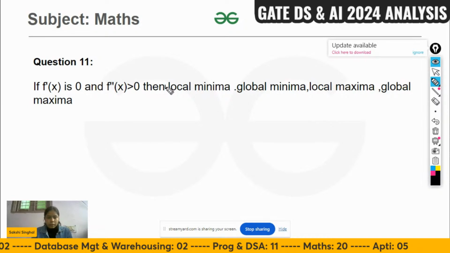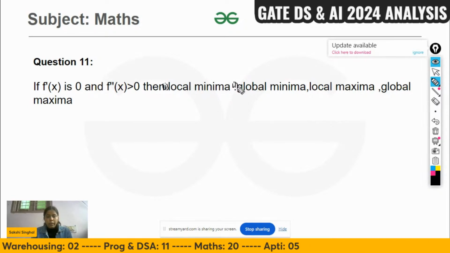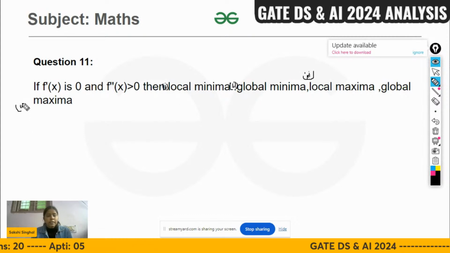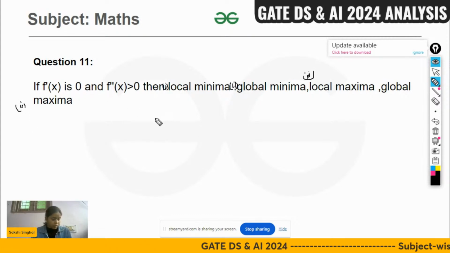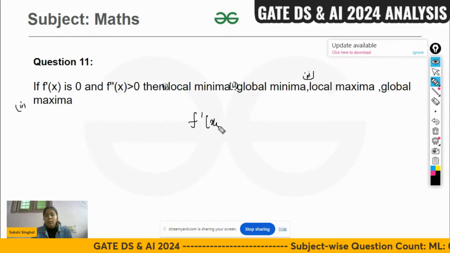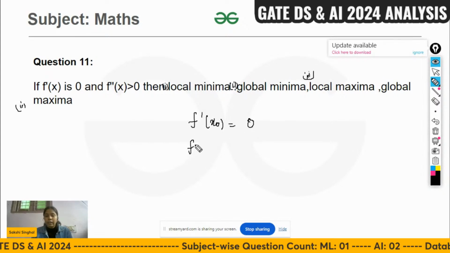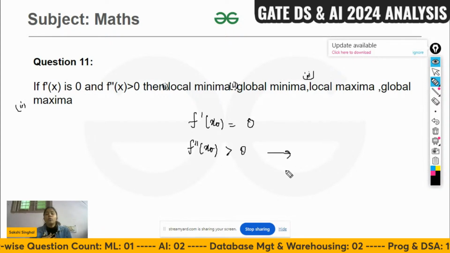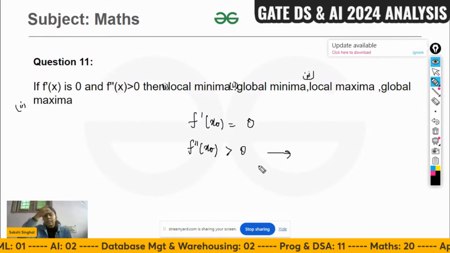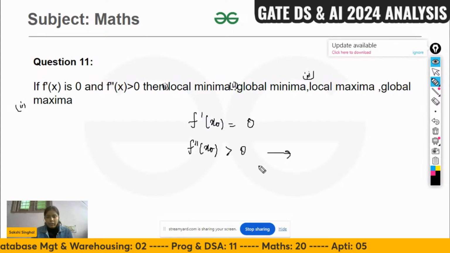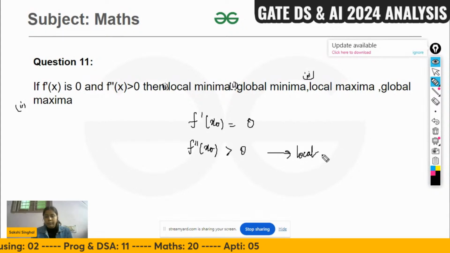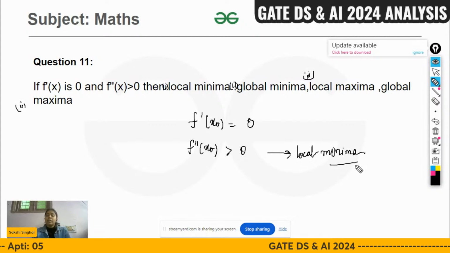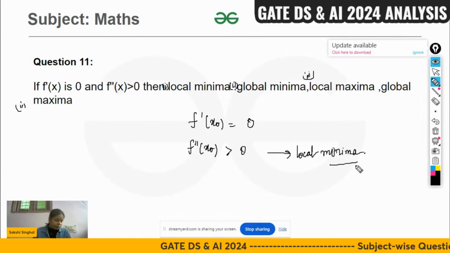First option, local minima, second global minima, third local maxima, and fourth global maxima. Let me rephrase this question. Let's suppose at any point x naught, my derivative is 0, and at that point, my double derivative is greater than 0. Then what can I guarantee that I would have? We remember by the second derivative test that we will have a local minima. We can't tell exactly whether it would be a global minima or global maxima, but it would surely be a local minima. So local minima would be the right option, guys.